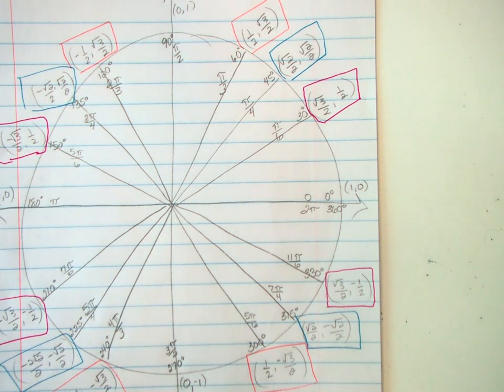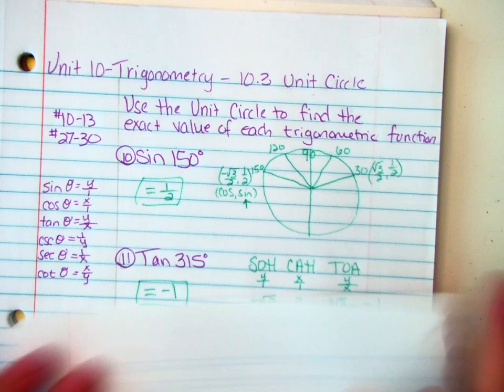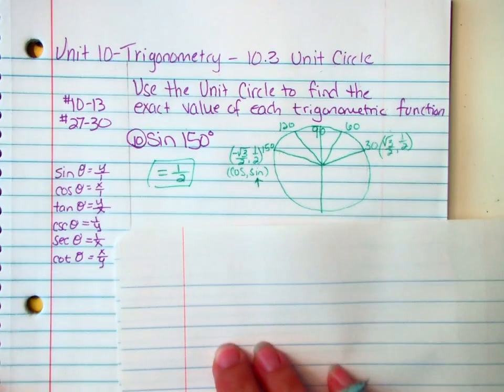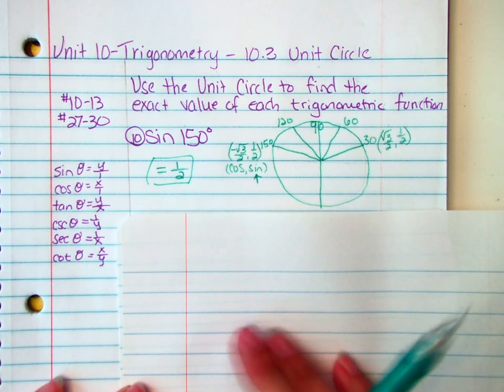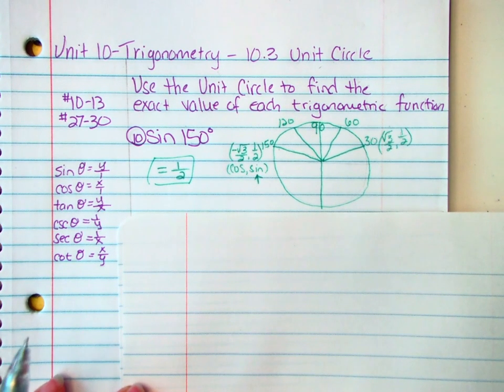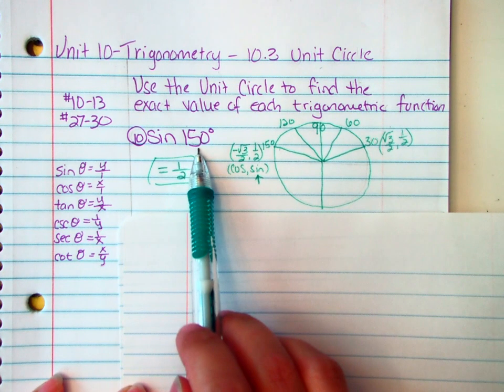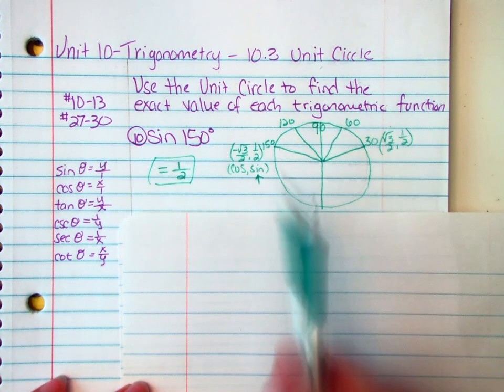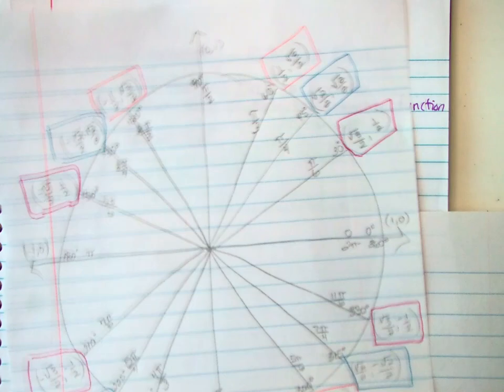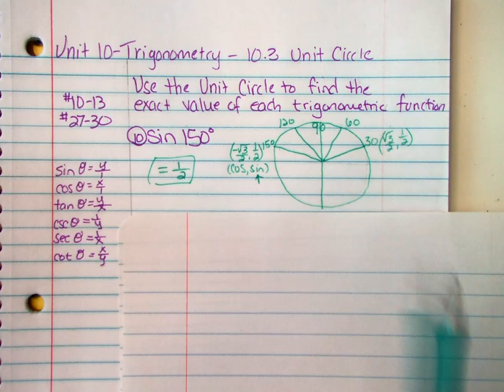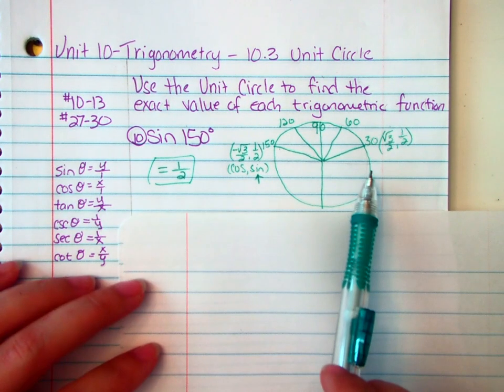Now, our homework problems, I'm going to walk you through. Here is the notebook that I want you guys to keep. I want to do 10 through 13 with you, and then you guys can do 27 through 30. Use the unit circle to find the exact value of each trigonometric function. We have sine of 150 degrees. If I were to look at my unit circle, and you guys can have your unit circle in front of you, I'm looking for 150 degrees.